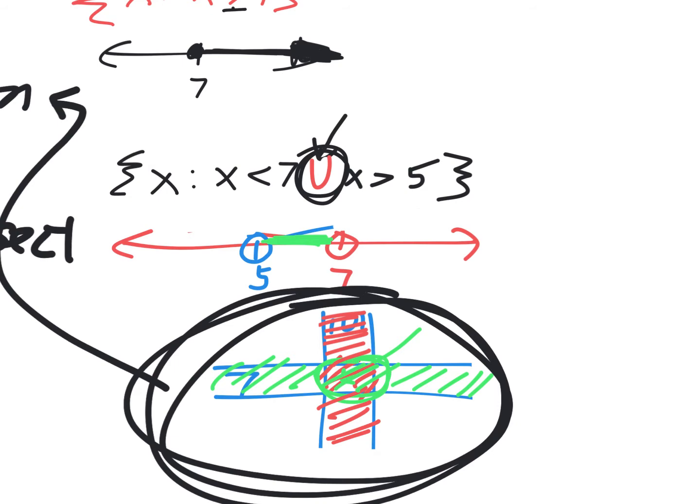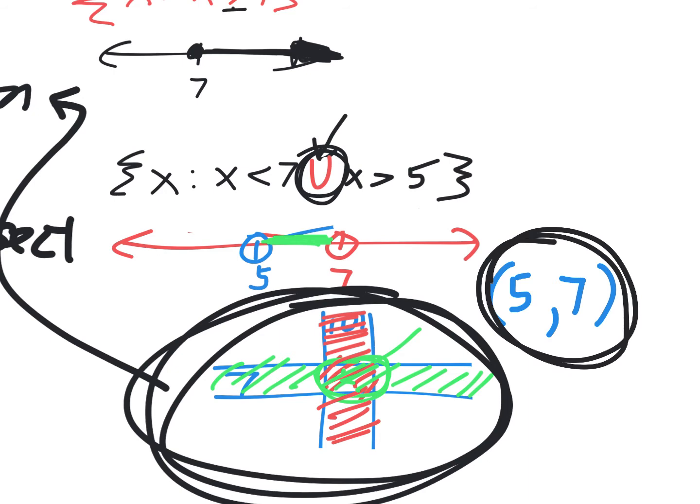Somebody already knew how to do this with a parenthesis, and it was 5 and 7. Nice work, Sam. Do you get that this is the easiest way to write the answer? It's the fastest. And the answer was between 5 and 7, not including 5 or 7. What if I had wanted to include 5 or 7?